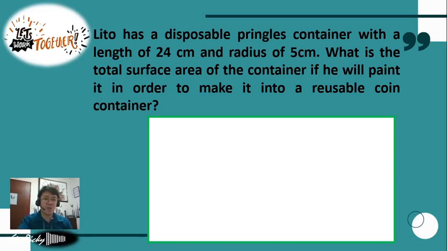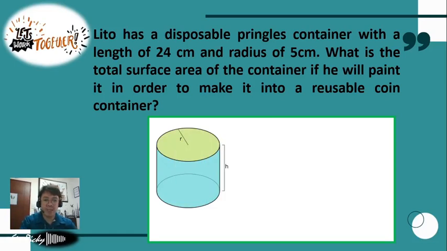So, what solid figure is represented in the given word problem? This is a cylinder, wherein the radius given is equal to 5 cm and the height is equal to 24 cm. Okay, how do we solve for the total surface area of a cylinder?